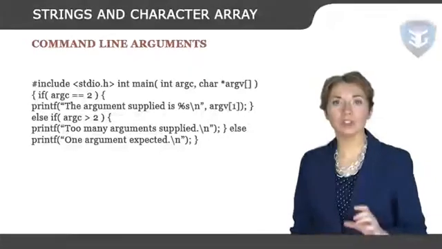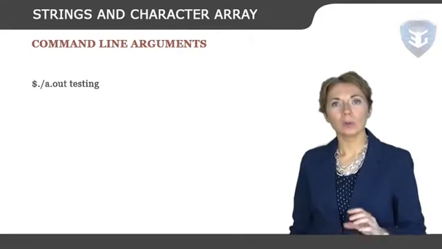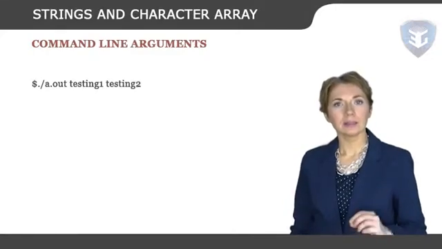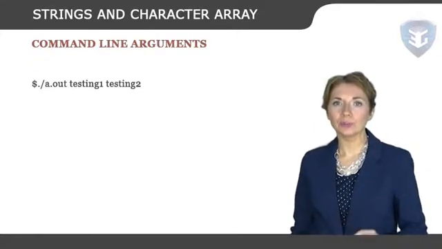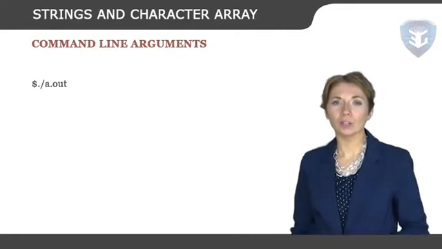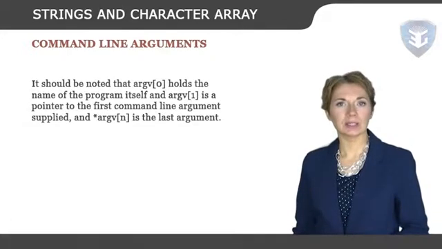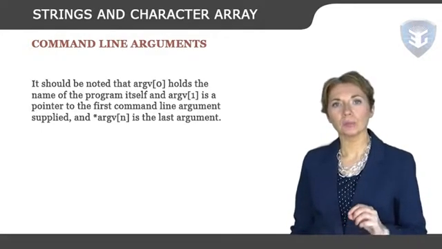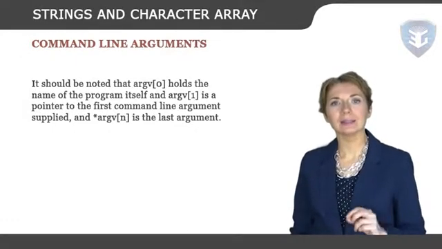Here is a simple example which checks if there is any argument supplied from the command line and takes action accordingly. When the code is compiled and executed with a single argument, it produces the result as shown here. The argument supplied is testing. When the code is compiled and executed with 2 arguments, it produces the result as shown: too many arguments supplied. When the code is compiled and executed without passing any argument, it produces the result as shown: 1 argument expected. It should be noted that argv[0] holds the name of the program itself, and argv[1] is a pointer to the first command line argument supplied, and *argv[n] is the last argument.